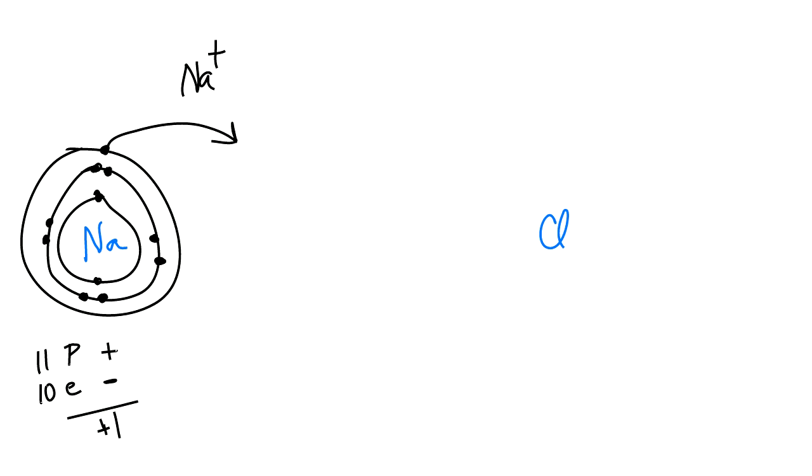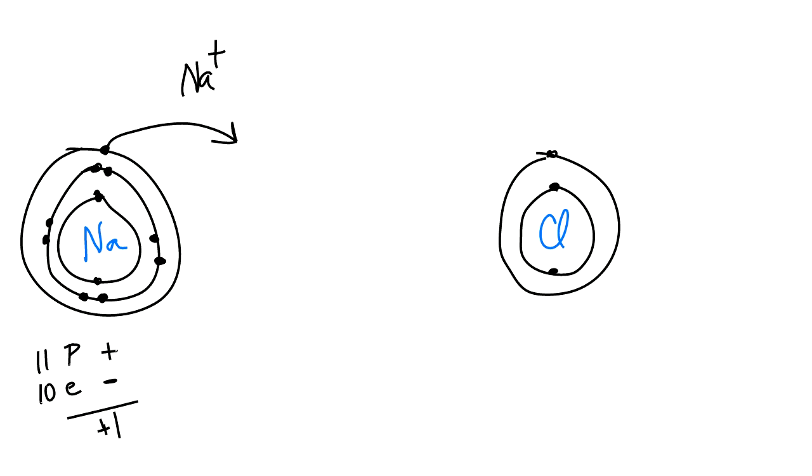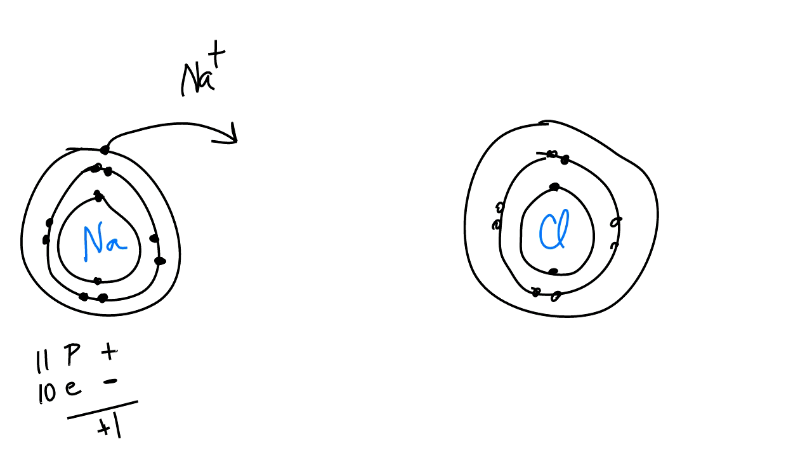Now let's do the same thing for chlorine. Chlorine has 17 electrons, so two go in the first shell, and eight go in the second shell: one, two, three, four, five, six, seven, eight. That's 10. We have seven more: one, two, three, four, five, six, seven. Chlorine is not happy. It needs one more electron to have a completely full valence.